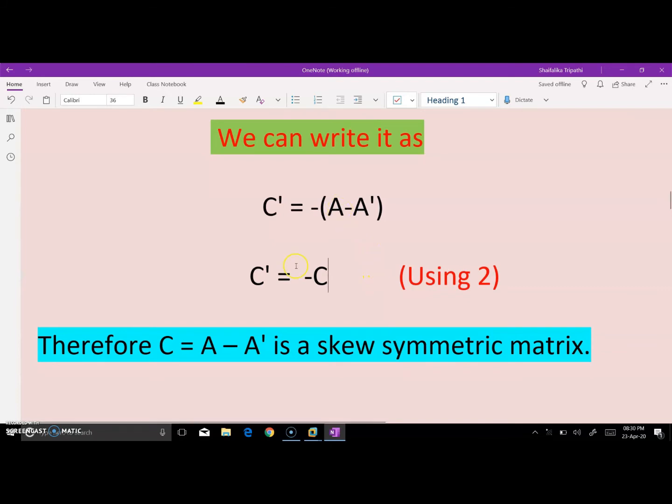And as you know, when the transpose of the matrix is equal to the negative of that matrix, that is a skew symmetric matrix. All right. So this is a skew symmetric matrix. So we have already proved this theorem, that A plus A transpose is a symmetric matrix and A minus A transpose is a skew symmetric matrix.